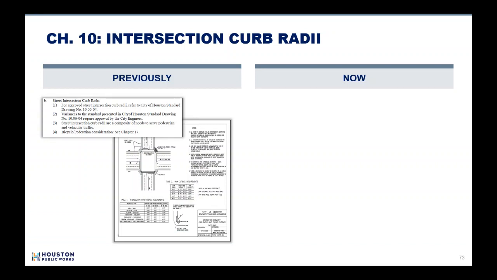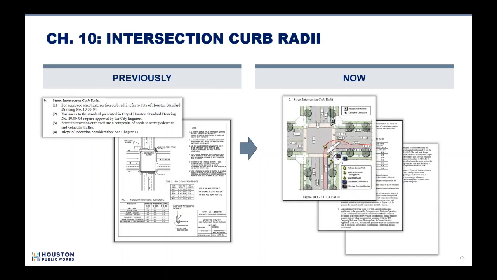Previously, the street intersection curb radii section sent the user to IDM figure 10.06-04 at the end of Chapter 10. Now, this section has been rewritten to provide detailed guidance and ensure a balanced design approach. The figure and design data have been removed from the figures section at the end of Chapter 10 and are now incorporated into the text of this section on intersection curb radii.